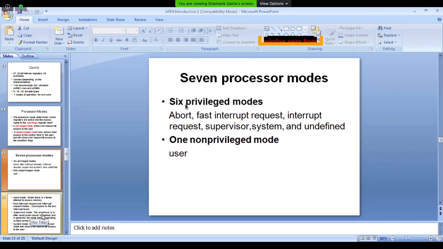So to begin with, starting with the abort mode. Now, abort mode is a kind of mode which has 2 types. One is called the prefetch abort. The other one is called data abort. So prefetch abort is a kind of mode in which the CPU will enter whenever it wants to fetch an instruction from the code section, but it is unable to access the code section.